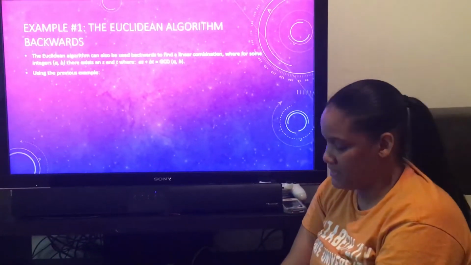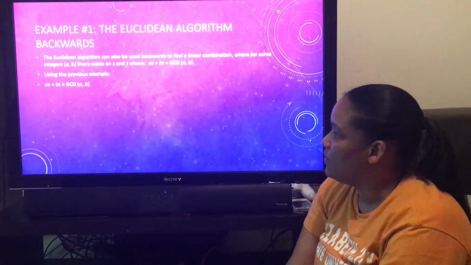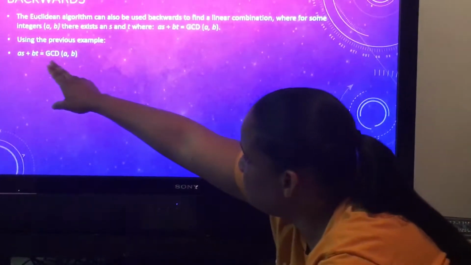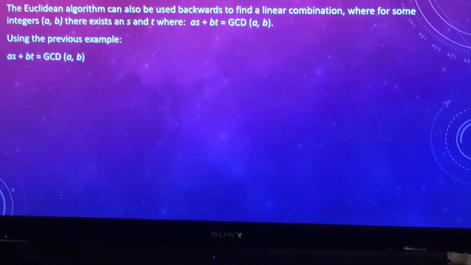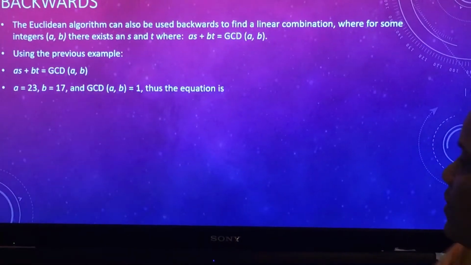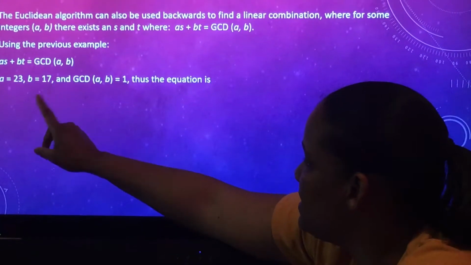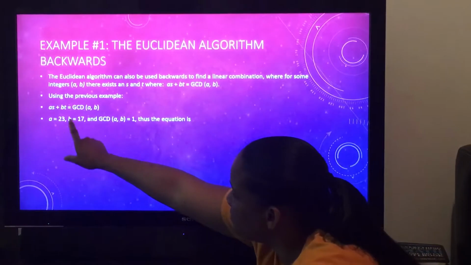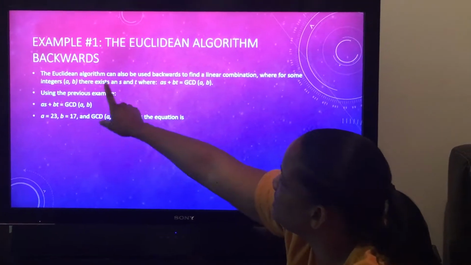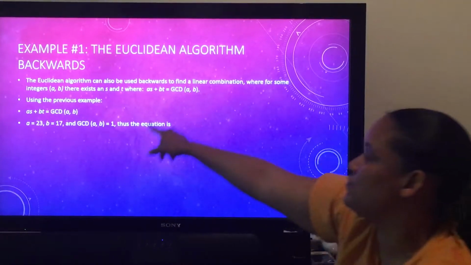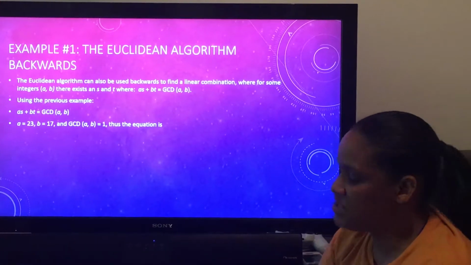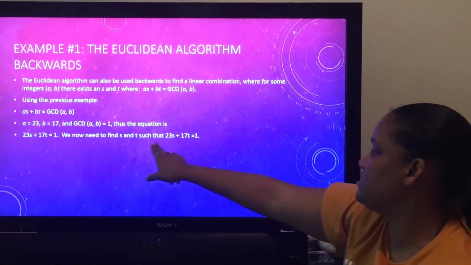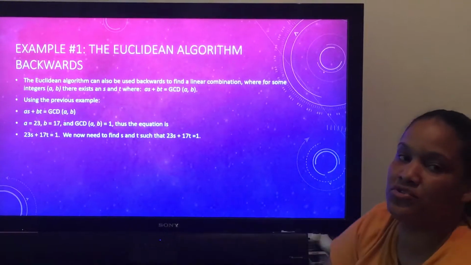So using our previous example, we're going to take as plus bt and make it equal to the GCD of a and b. As we had before, a was 23, b was 17, and our GCD, as we just figured out, was 1. So we're going to have 23s plus 17t equal to 1, and we're going to use that equation to find an s and a t such that this equation becomes true.